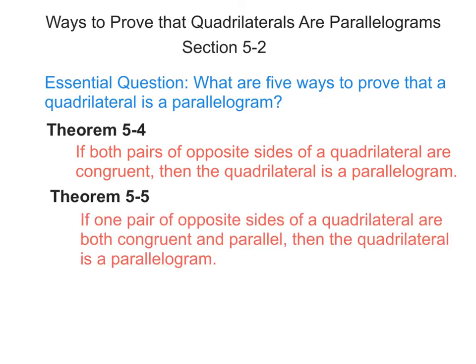The next theorem is Theorem 5-5. Now this one's a little bit harder to understand, but listen carefully. It states, if one pair of opposite sides of a quadrilateral are both congruent and parallel, then the quadrilateral is a parallelogram. So here's a case where we're talking only about one pair of opposite sides. We don't care about the other pair of opposite sides. We're just saying if one pair of opposite sides is both congruent and parallel, then the quadrilateral has to be a parallelogram. Theorem 5-5.